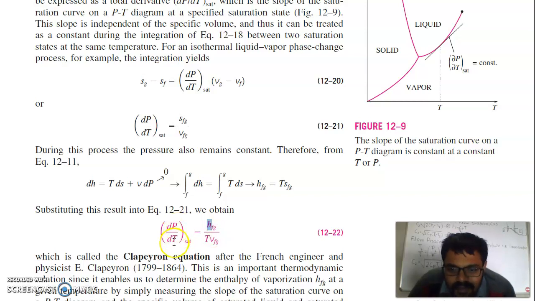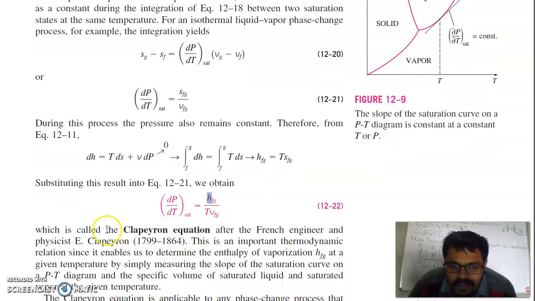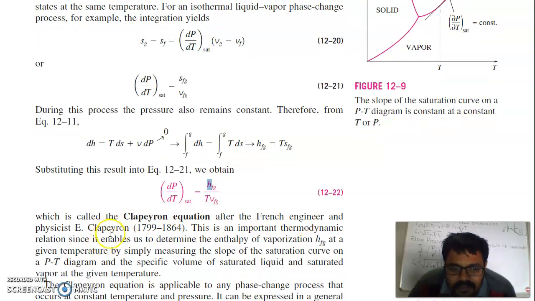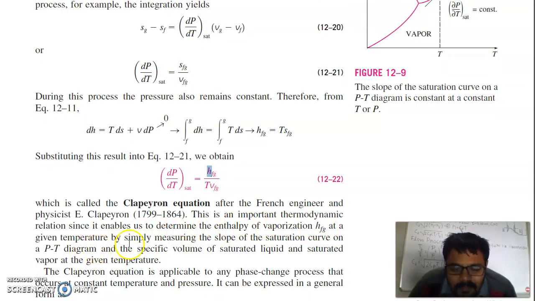If you know the pressure, temperature and volume terms, you can find the enthalpy change during the change of phase, which is called the Clapeyron equation after the French engineer and physicist E. Clapeyron. This is an important thermodynamic relation since it enables us to determine the enthalpy of vaporization hfg at a given temperature by simply measuring the slope of the saturation curve on a pressure-temperature diagram and the specific volume of saturated liquid and saturated vapor at the given temperature.